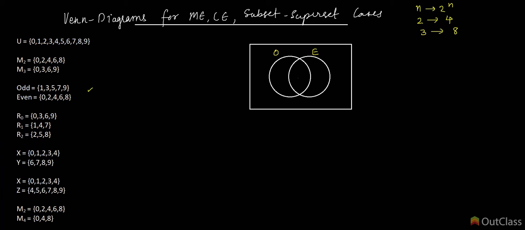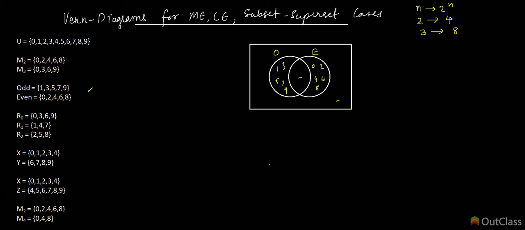Nothing. So you leave this space blank. What numbers are odd but not even? 1, 3, 5, 7, 9. What numbers are even but not odd? 0, 2, 4, 6, 8. What numbers are neither even nor odd? There's also none there, so that's also blank. The intersection is blank. The outside of the union is also empty.